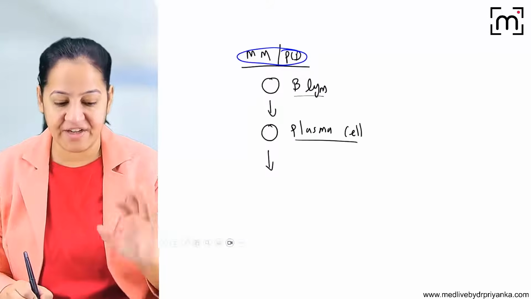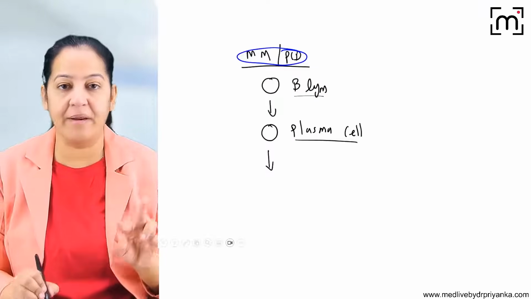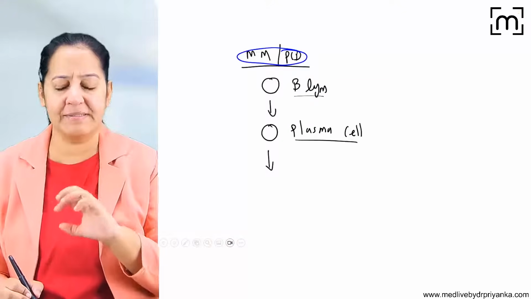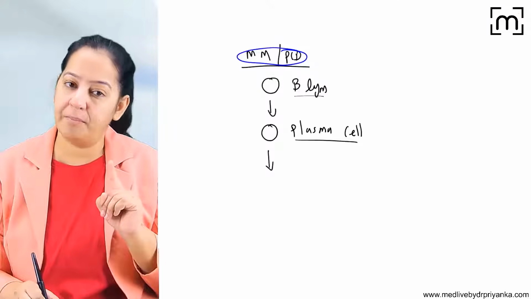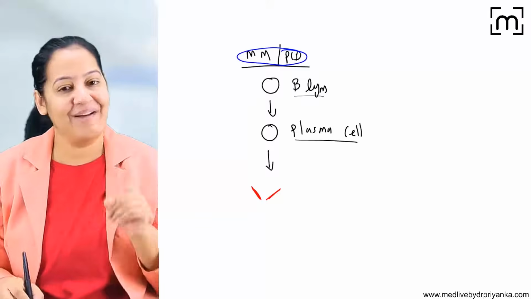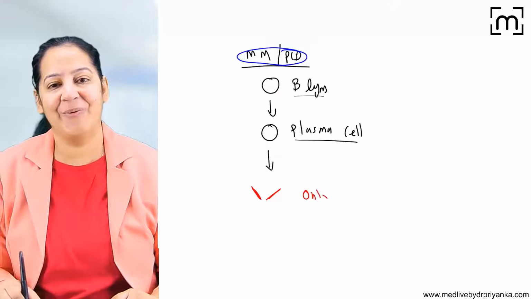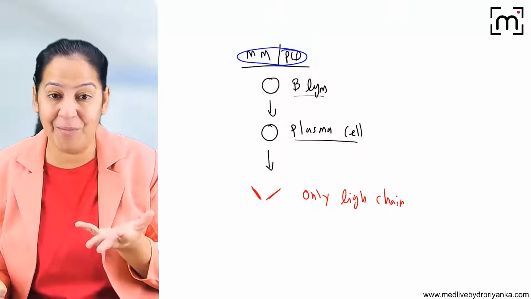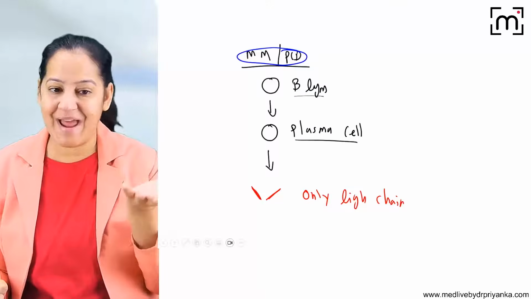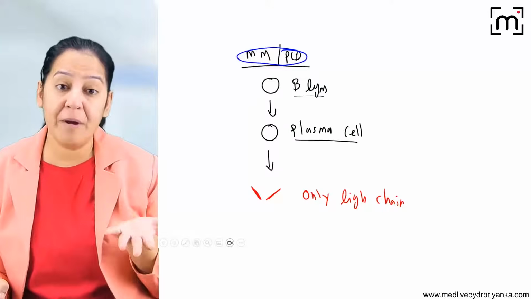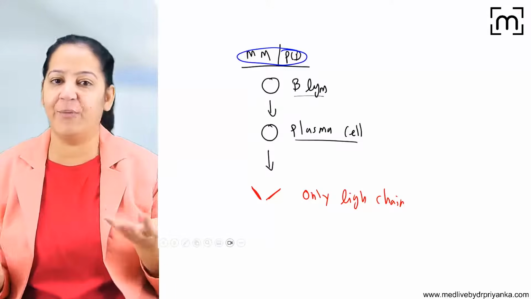Normally, when the antigen comes, plasma cell forms immunoglobulin having 2 light chains and 2 heavy chains. Here, in multiple myeloma or plasma cell dyscrasia, the plasma cell forms an immunoglobulin having only light chain, no heavy chain. So I cannot call it immunoglobulin or antibody, because those have 2 light chains and 2 heavy chains. It's an abnormal protein having only light chain.